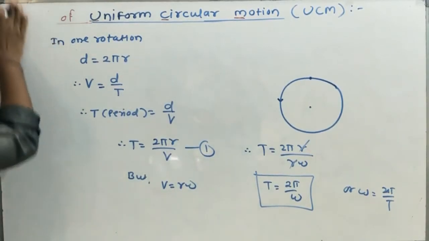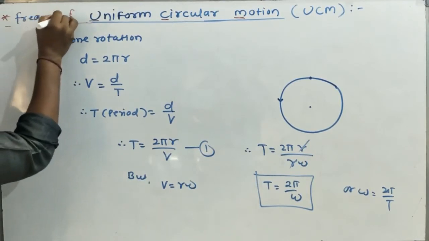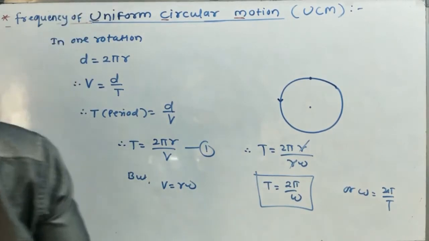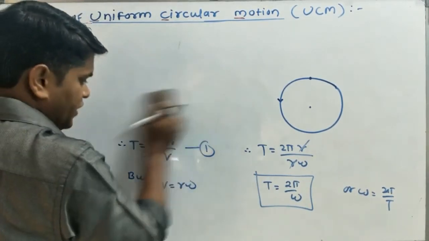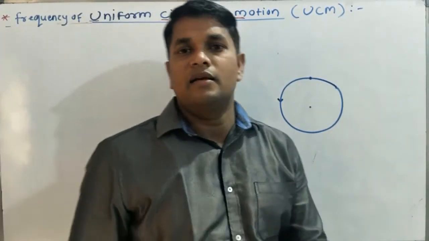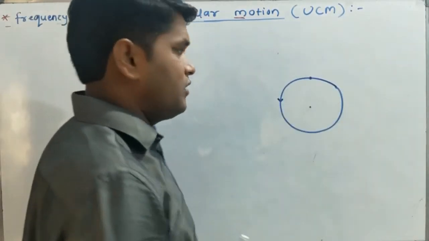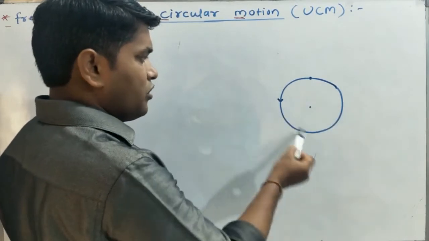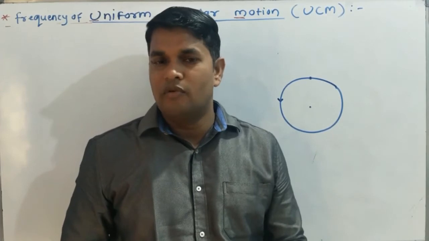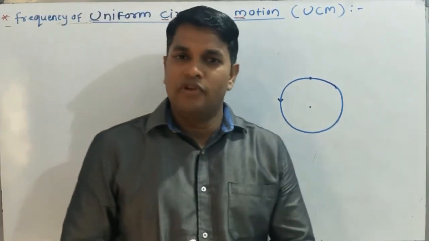Next one. Frequency of uniform circular motion. What do you mean by frequency? The number of rotations completed by the particle in 1 second. In one second, how many rotations are completed by the particle is called the frequency of uniform circular motion, or UCM. How many rotations in one second? It is called the frequency.